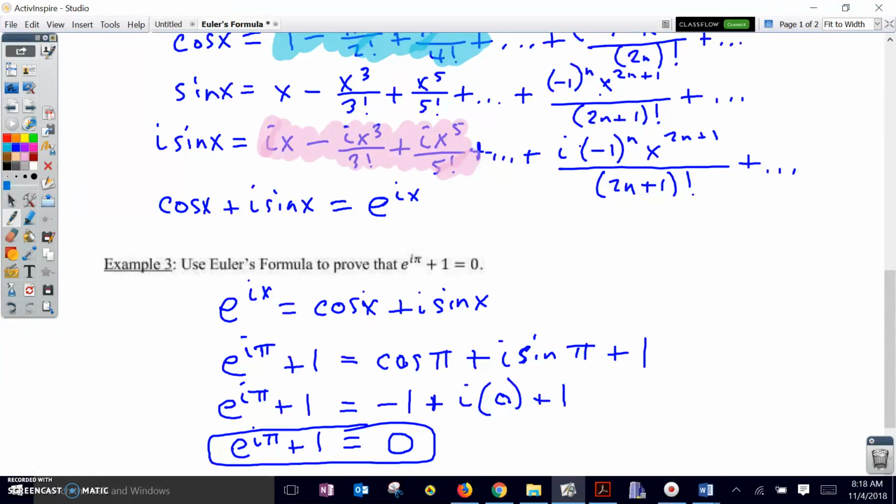Alright, that's where we're going to stop for this video. If you come back for the next video, we'll look at some examples of utilizing Euler's formula and simplifying some expressions. Just kind of a neat little thing we've got going on here.